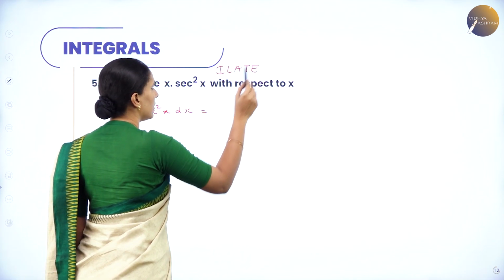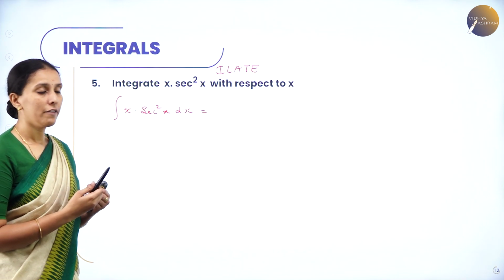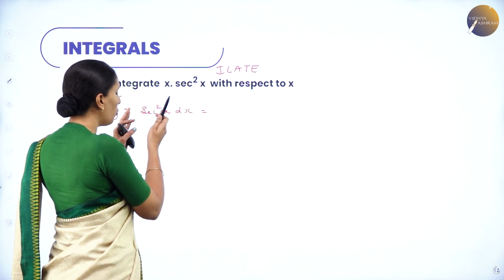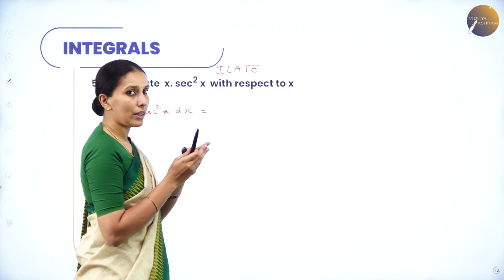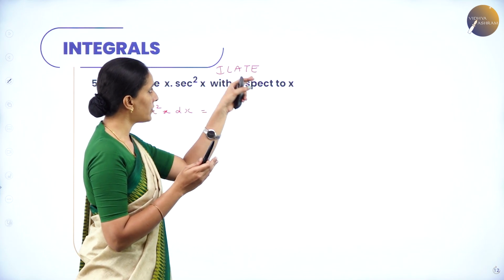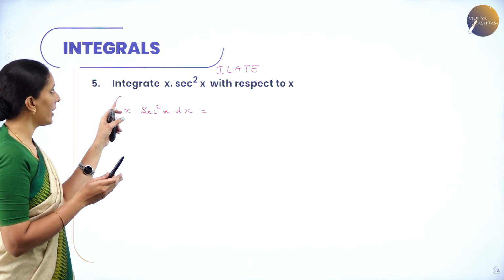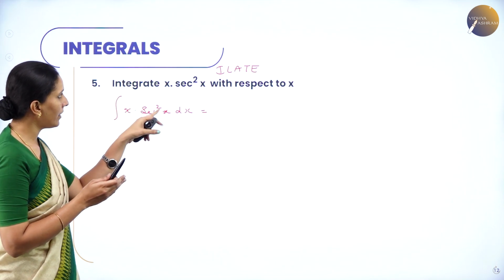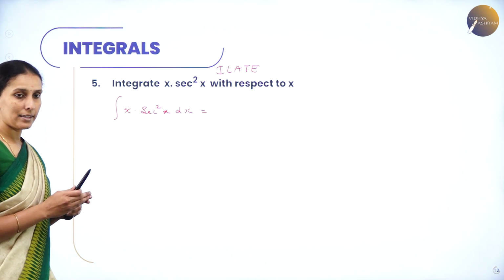ILATE, that is how to give the preference for the function. So when you have two functions in the product form during the integration, inverse should be given the priority, later the log, then algebraic, then trigonometry, then exponential function. So here it is already in the algebraic and then trigonometric form. So therefore we can directly integrate in this form only.